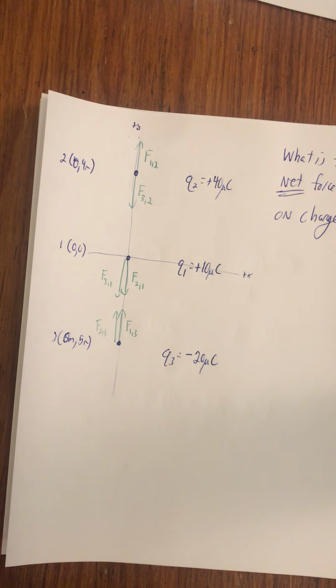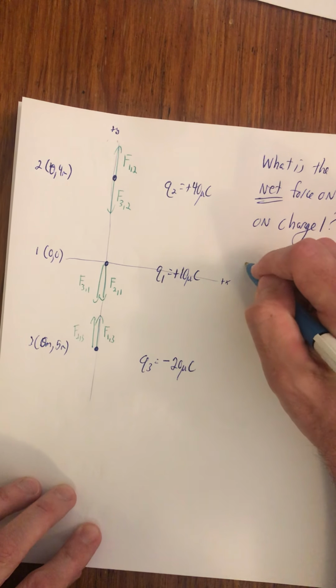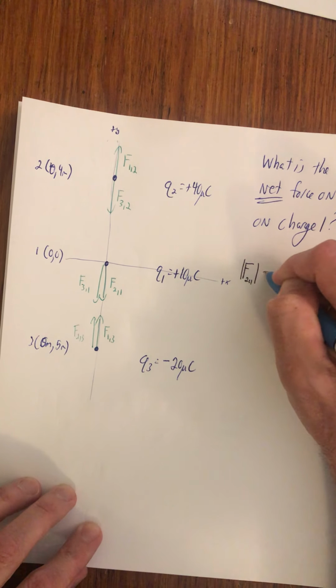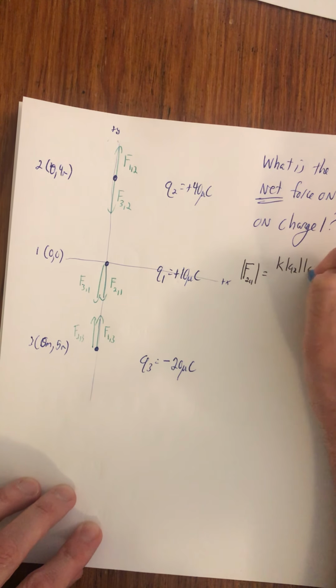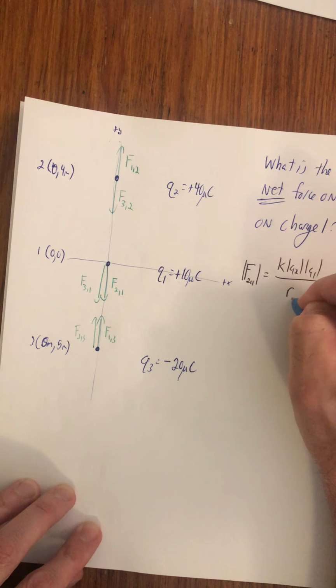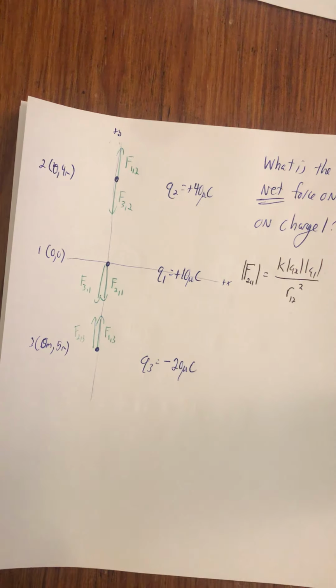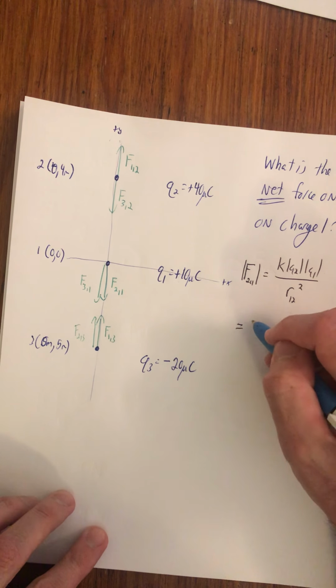Step 4, side calculations. Here I have side calculations, right? I actually have to calculate the forces. So let's calculate the magnitudes of the force of 2 on 1 and 3 on 1. So that's K Q2 Q1 over R12 squared. So I'll just use subscripts here, because R12 is not the same thing as R13, it's not the same thing as R23, right? It's always good to have good subscripts that tell a story.